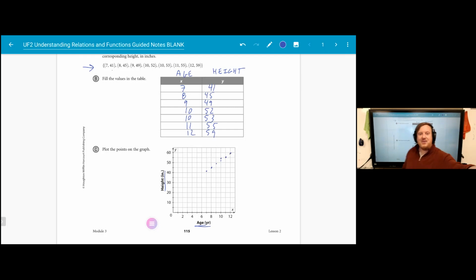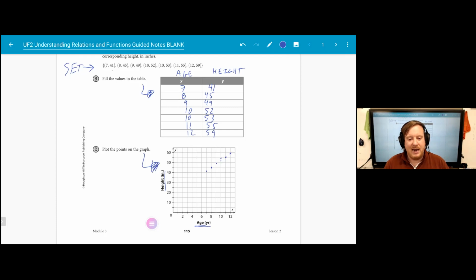So now we've just seen it three different ways. We've had the set, we've had our table, and now we've had a graph. Fantastic. We've taken that same data set, that same relation, and looked at it in three different ways.